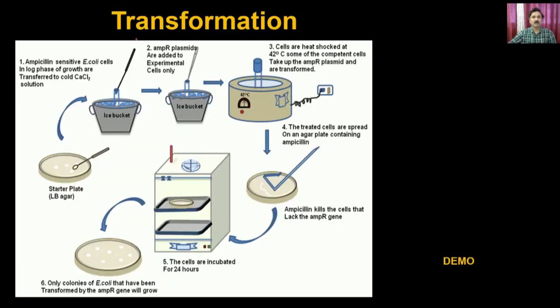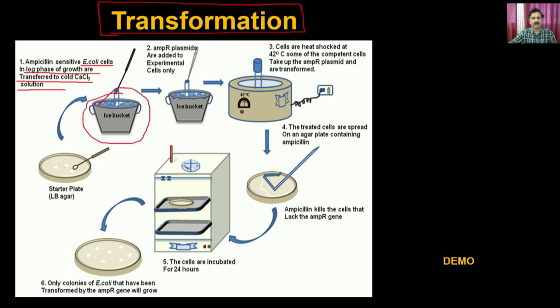How can you prepare or perform the transformations? What you have to do is first grow the particular type of bacteria. In this case, for example, we are taking E. coli cells. So you first grow the E. coli cells up to the log phase, and then you transfer them to cold calcium chloride solution in an ice bucket. So this is the first step. First, you grow the bacteria up to the log phase, then you treat them with the cold calcium chloride.